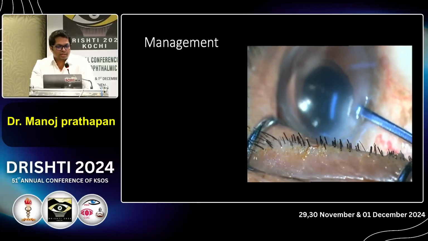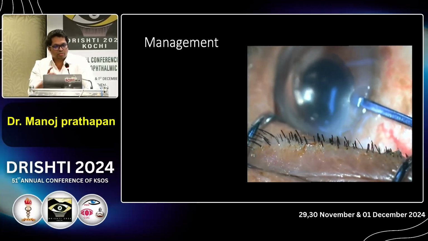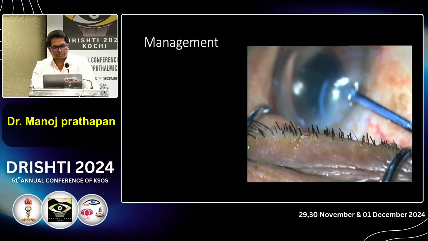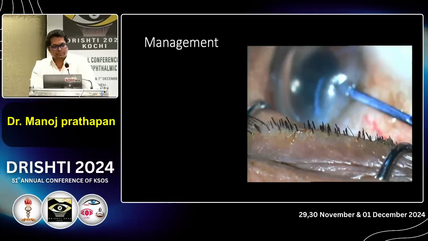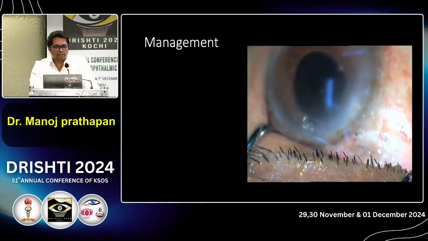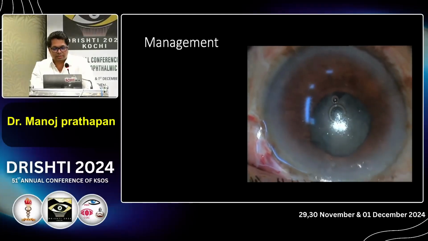If it is done on the other side, you can have an iris prolapse. That is why the air has to come towards the opening site. See, as soon as the air has escaped, the patient feels much better, the eye is quiet.